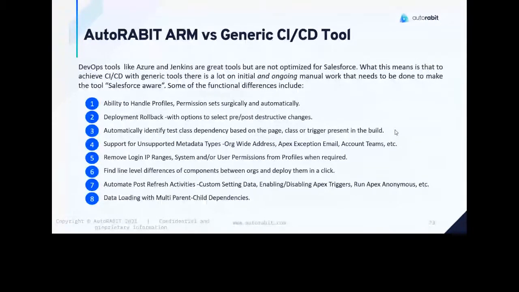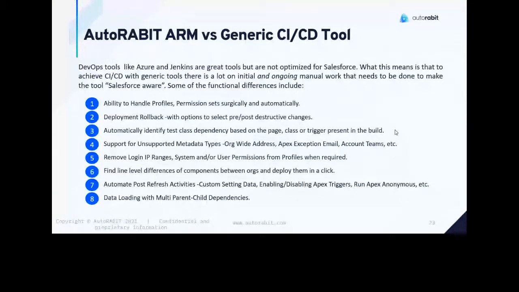We can support unsupported metadata types also, like org-wide addresses, Apex exception email, account teams, etc. Remove login IP ranges, system or user permissions from profiles when required. Find line-level differences of components between orgs and deploy them in a click.